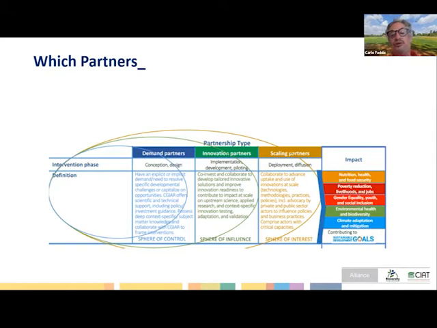And this is what is called the sphere of influence. We don't really control it, but hopefully we can influence either directly or through the partners that are in the demand side. And then finally, the scaling partners. You see all the impact areas, which are in the last box, are very ambitious, and the numbers in there are also very ambitious.